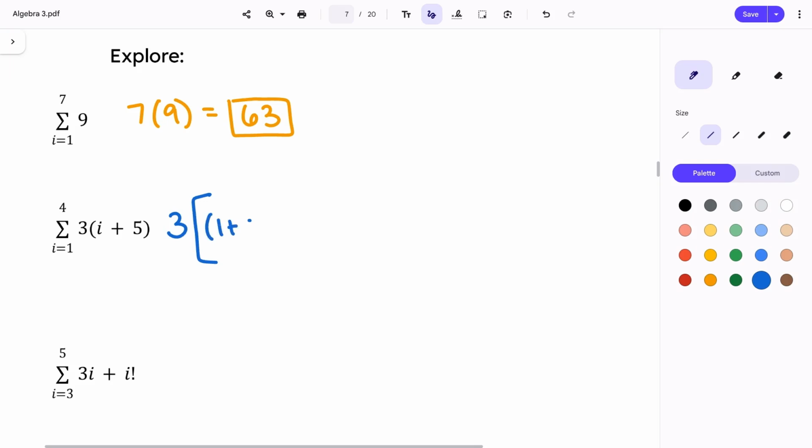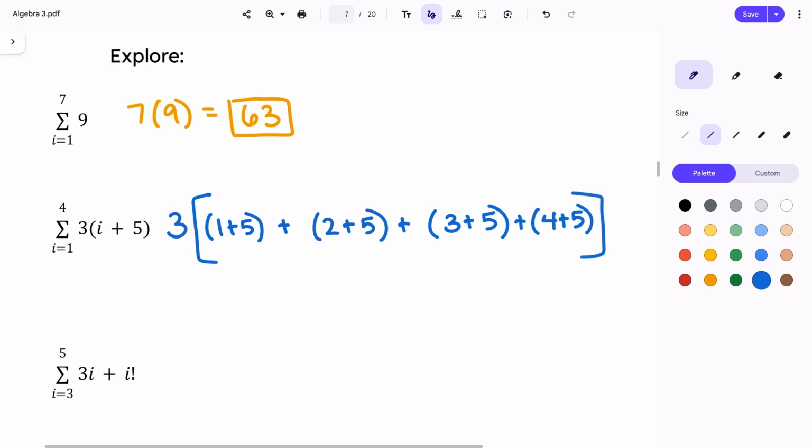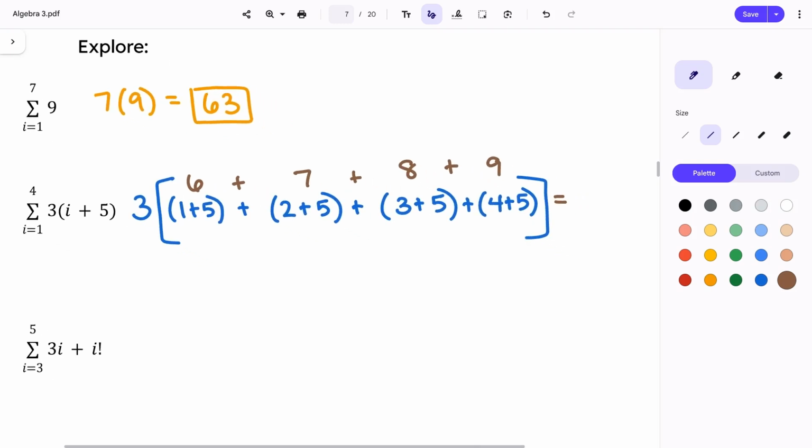So I did 1 plus 5, 2 plus 5. And again, I'm adding these all together because that's what sum notation is telling me to do. 3 plus 5 and then 4 plus 5. This is really easy for me to work with mentally. This is a 6, this is a 7, 8, and then 9. So I can add those and then take that times my 3, and I end up getting 90 for my final answer there.